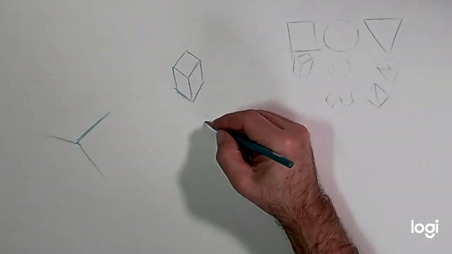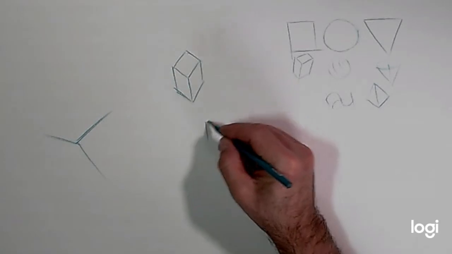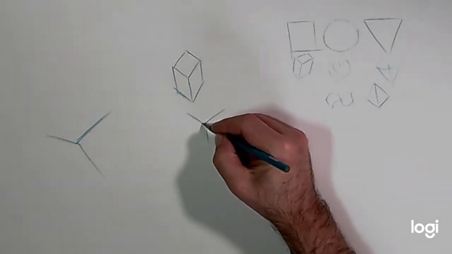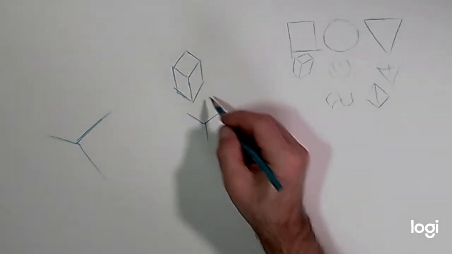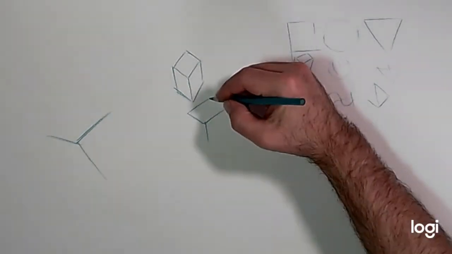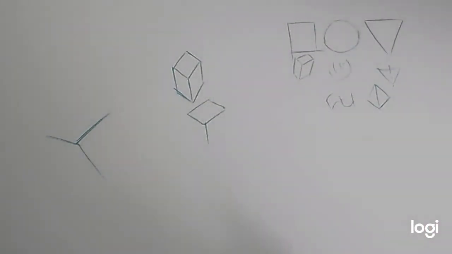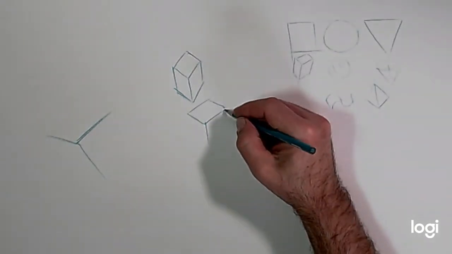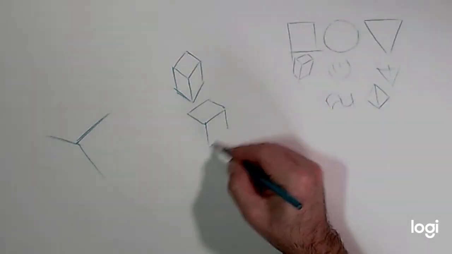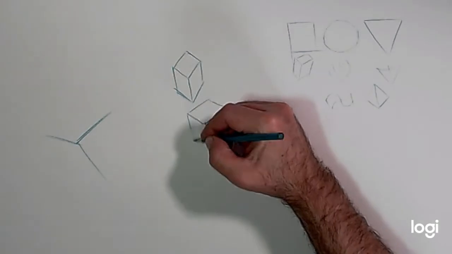So here's another way to think of it. You have a Y, and the top is a diamond. And then the side is a diamond, and this side is a diamond.